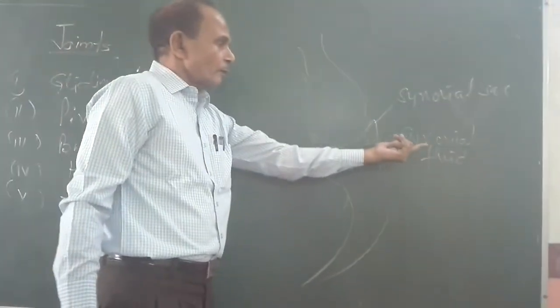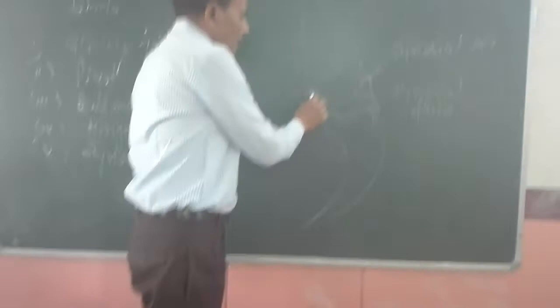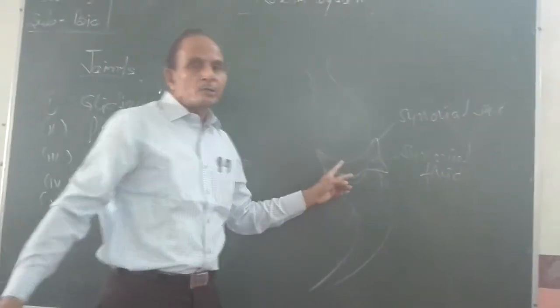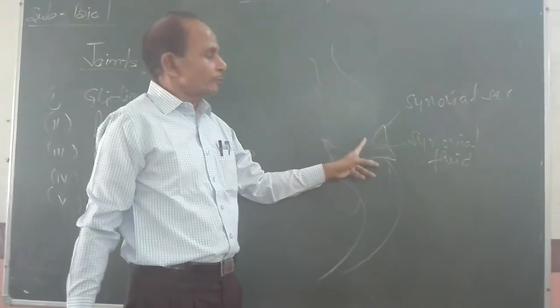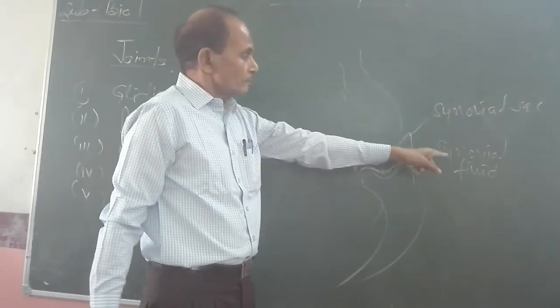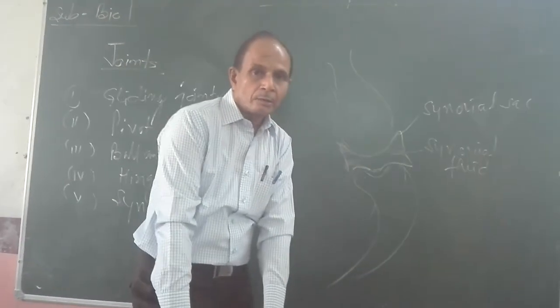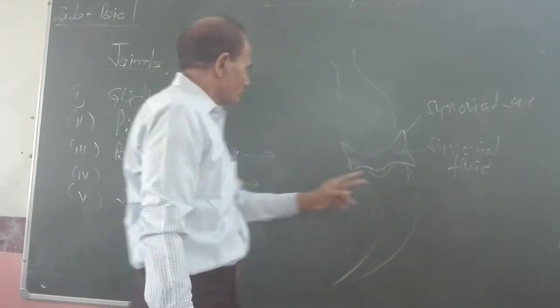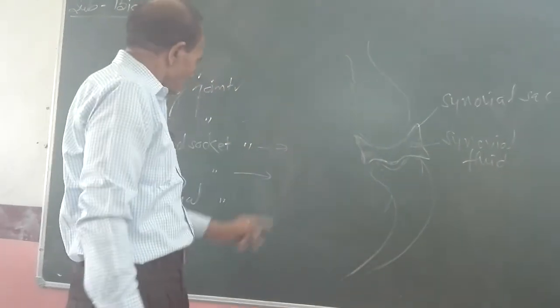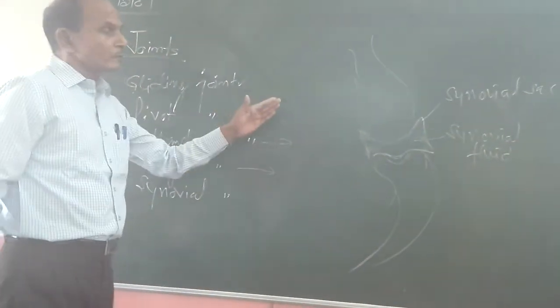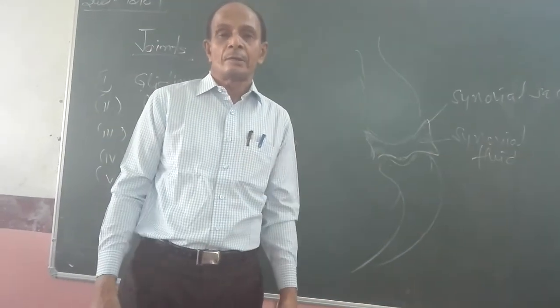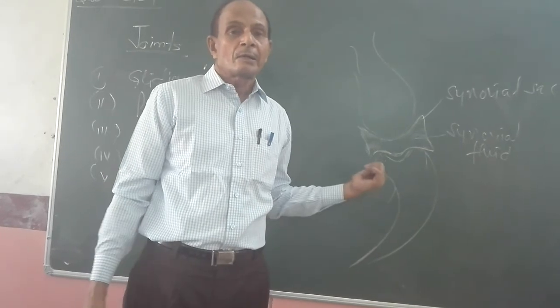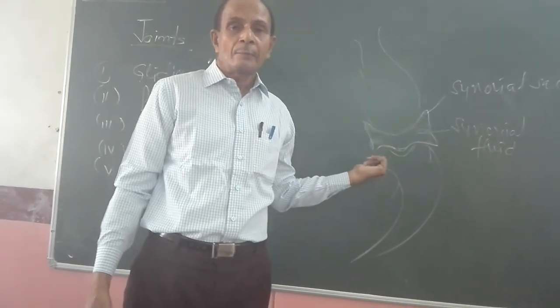Now, what is the importance of this synovial fluid? This synovial fluid provides lubrication and prevents friction between the two bones. Okay, for example, knee joint. Knee joint is the best example of this synovial joint. In this way, you have studied what are joints, how many types of joints are there, and you have seen different examples of these different types of joints.